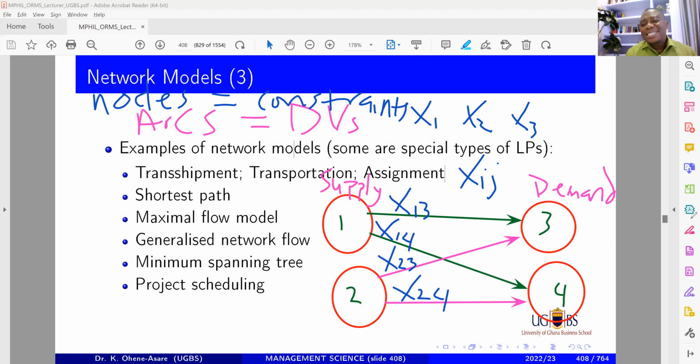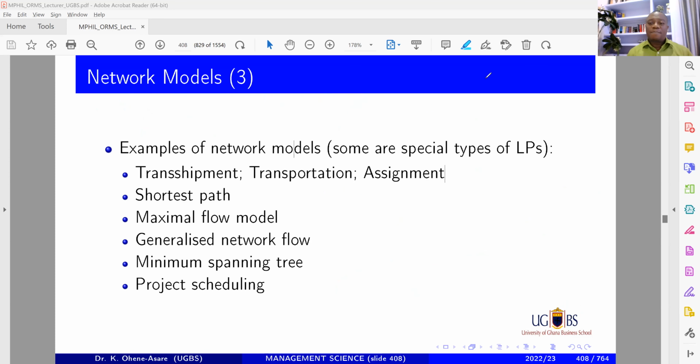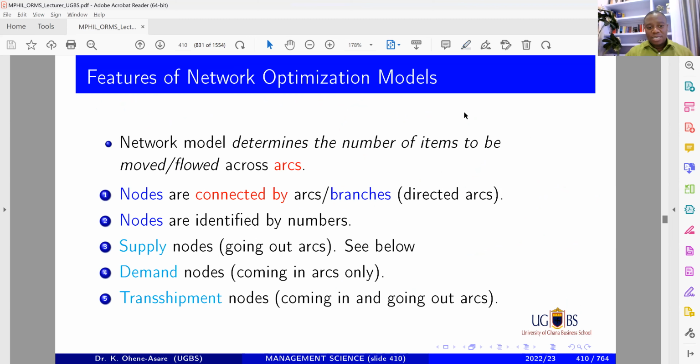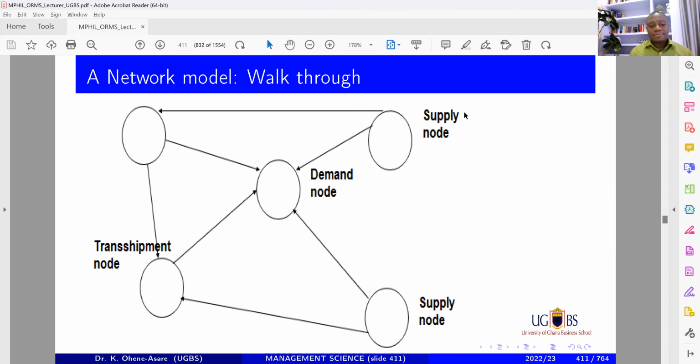Now, let's take a practical example and then come to appreciate it. So this is a typical example of a network. What do you see on your screen? Where the arrow is going is important.